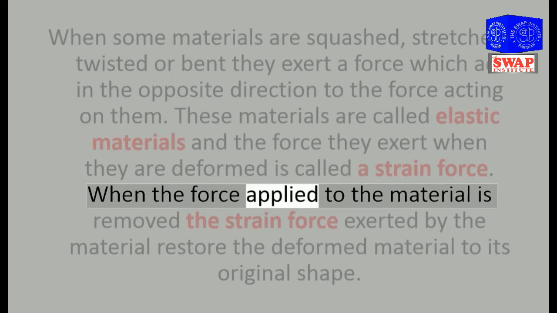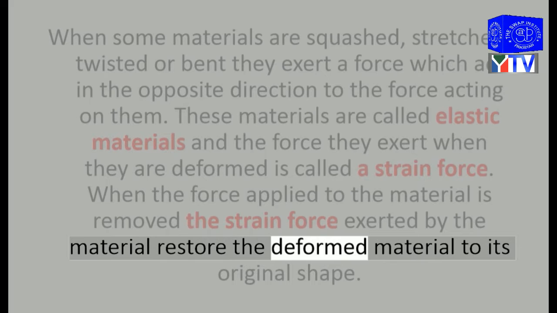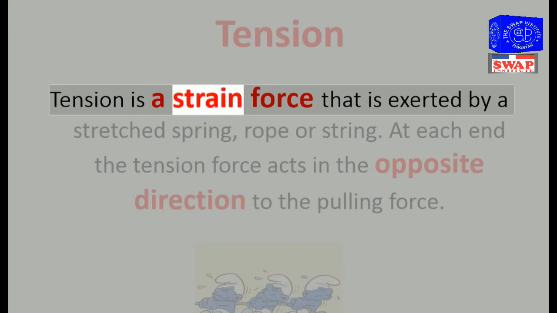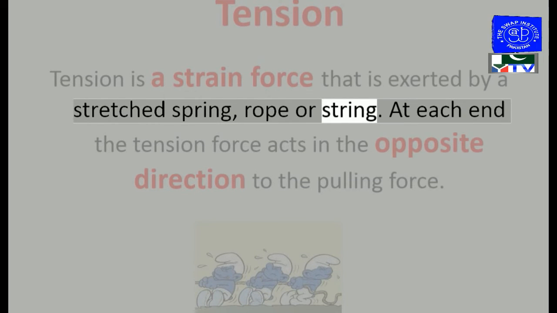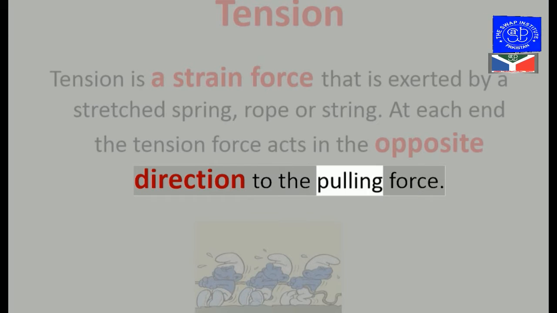When the force applied to the material is removed, the strain force exerted by the material restores the deformed material to its original shape. Tension. Tension is a strain force that is exerted by a stretched spring, rope, or string. At each end, the tension force acts in the opposite direction to the pulling force.